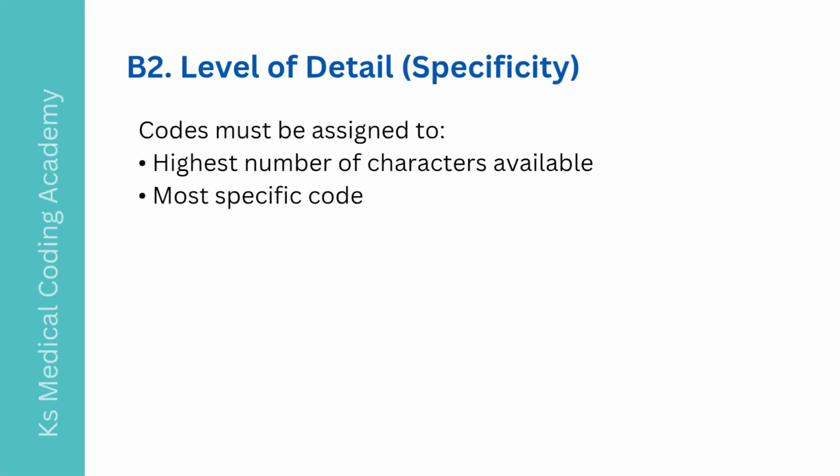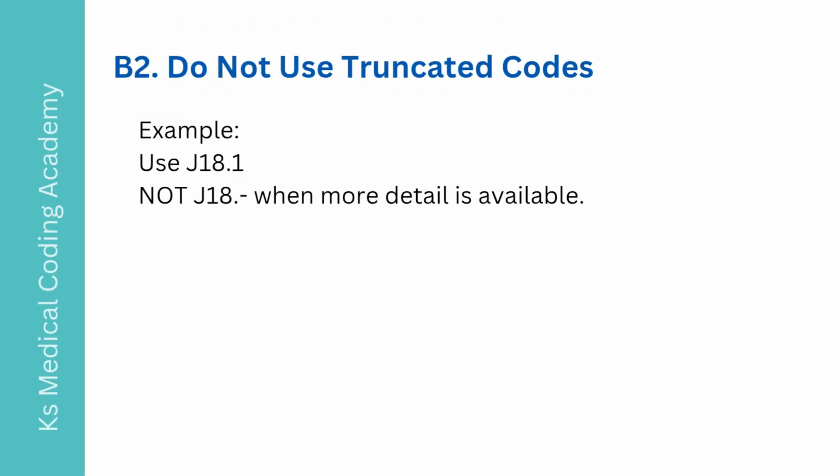Level of detail, specificity. Assign codes to the highest level of specificity supported by the documentation. Use all available characters when the record supports them so your coding is precise and defensible. Do not use truncated codes. Do not use truncated codes that end with a dash or are missing required characters. For example, use J18.1 rather than an incomplete J18 when more detail exists.